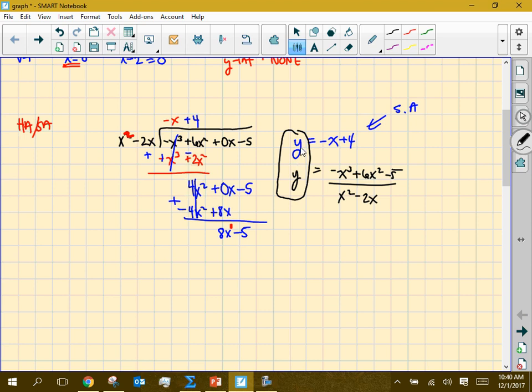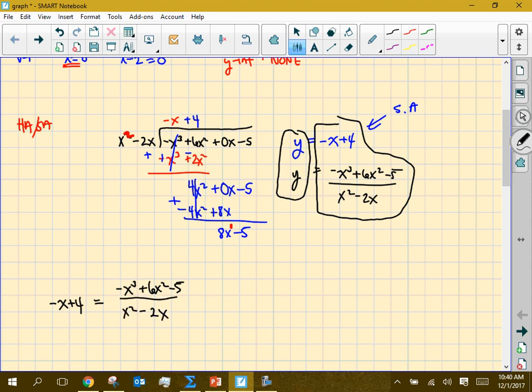We know that this is ultimately a nonlinear system of equations. So if those two y's are equal, in the event that these two curves do cross each other, it's going to happen where those two expressions are equal. So I'm going to take negative x plus 4 and set that equal to negative x cubed plus 6x squared minus 5 all over x squared minus 2x.